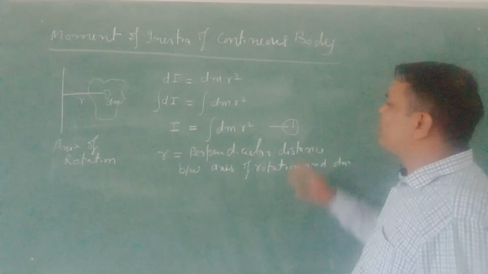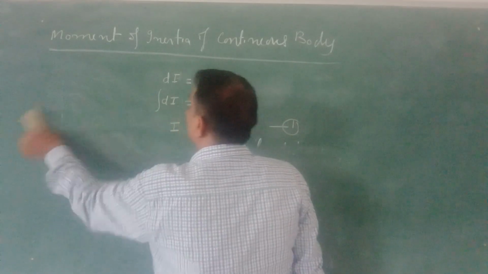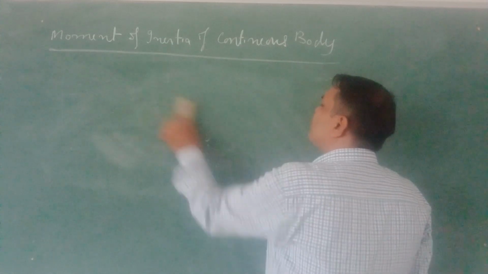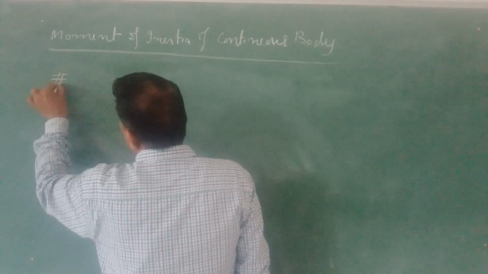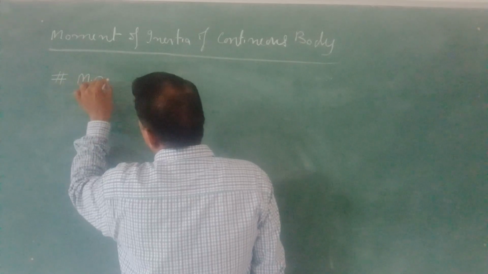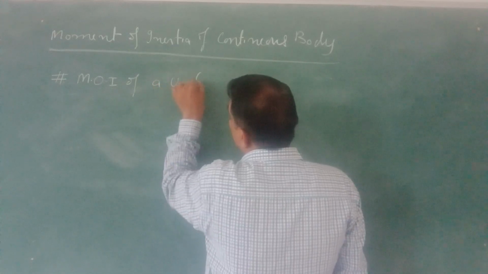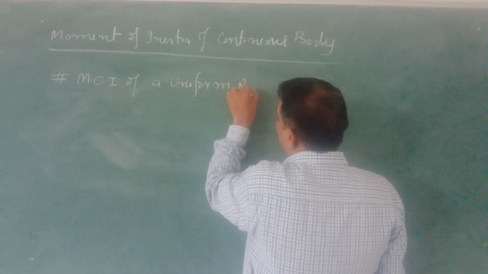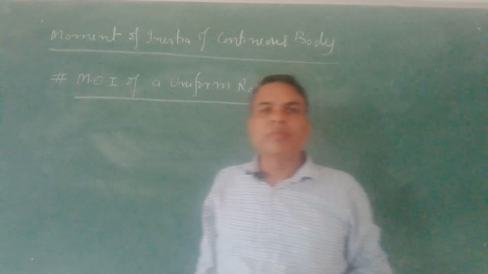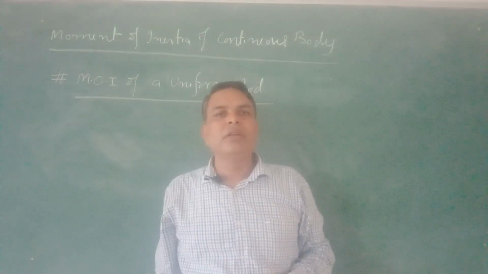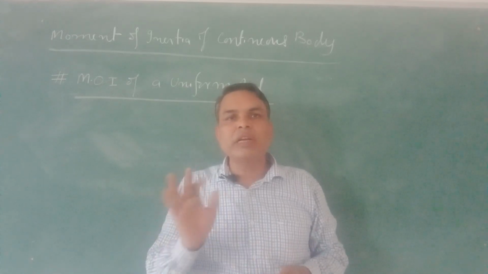So using this formula we are going to find the moment of inertia of a uniform rod. So the heading is moment of inertia of a uniform rod. Uniform rod means that in a uniform rod mass is distributed uniformly. A rod is also a one dimensional body.